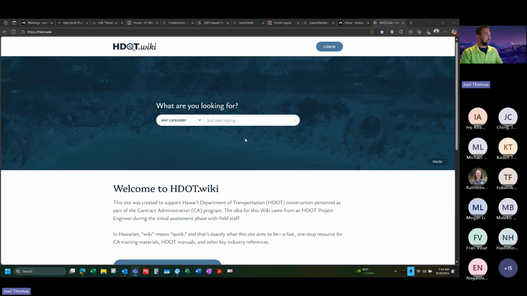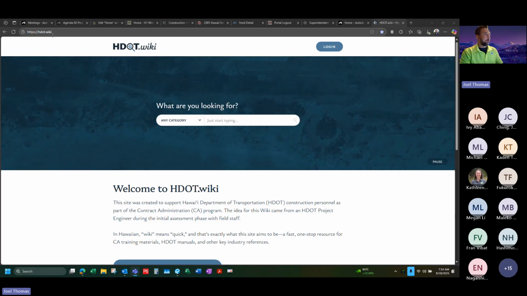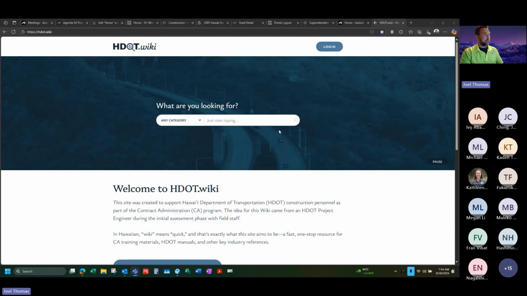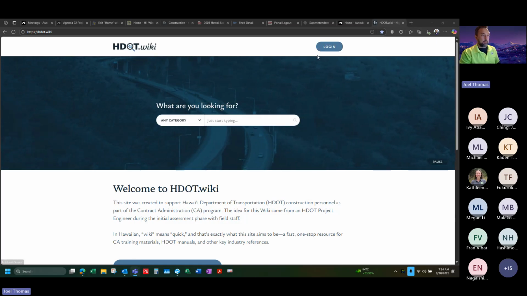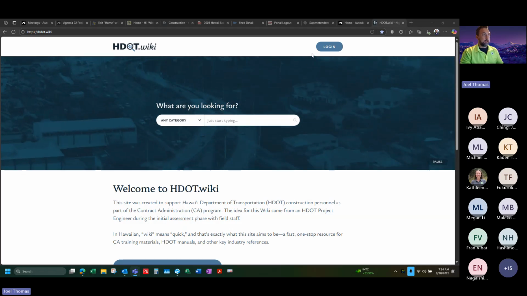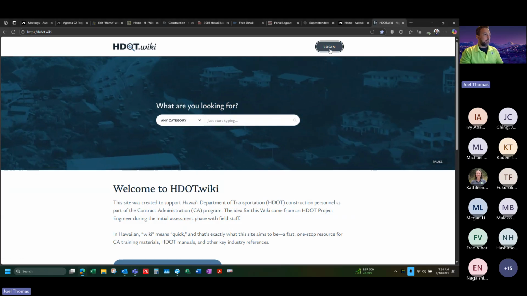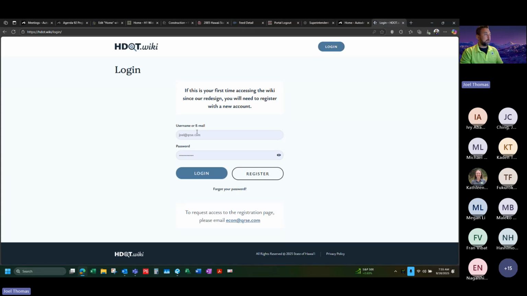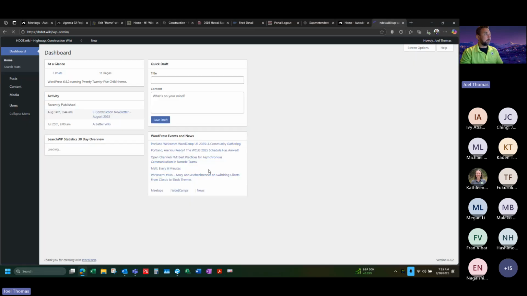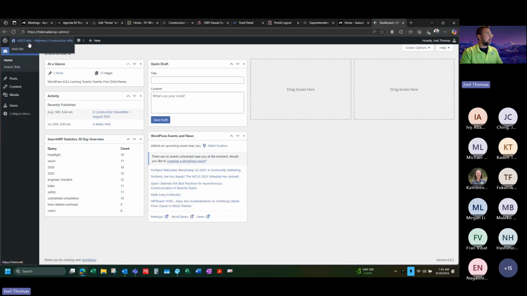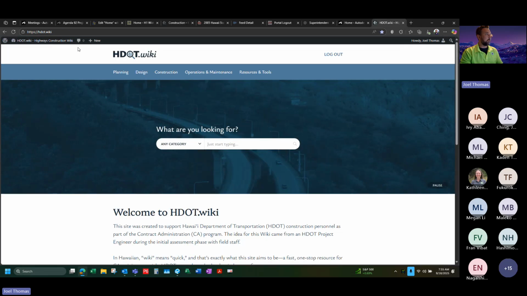This is the homepage here, h.wiki. If you don't have a login yet, you can reach out to econ at QRSE, and we'll make sure we get you set up. I would just go to my login and log into the site. My site looks a little different than yours. Yours will just look like this once you log in.